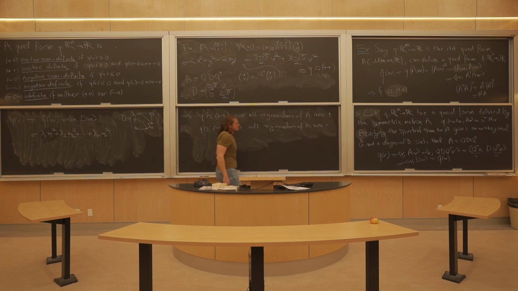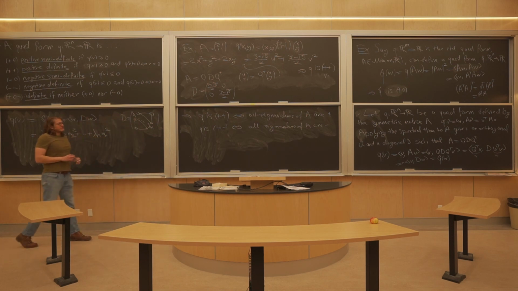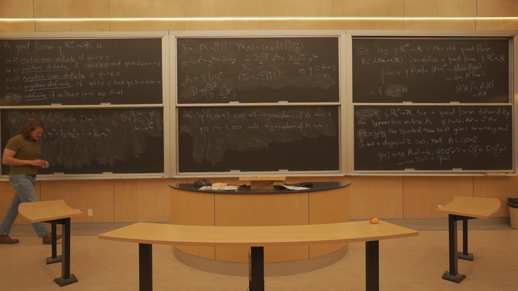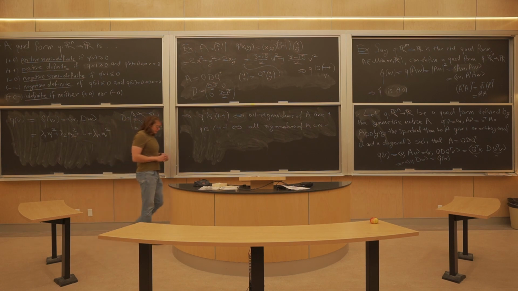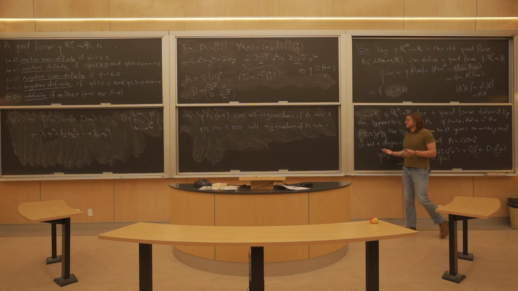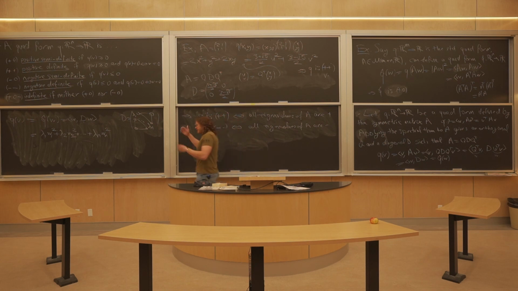Let me also mention why this would be useful. In single variable calculus, we learned that when the derivative is 0, that tells you when you have critical points. And then you have the second derivative test for concavity. Is it a minimum or a maximum, at least locally?